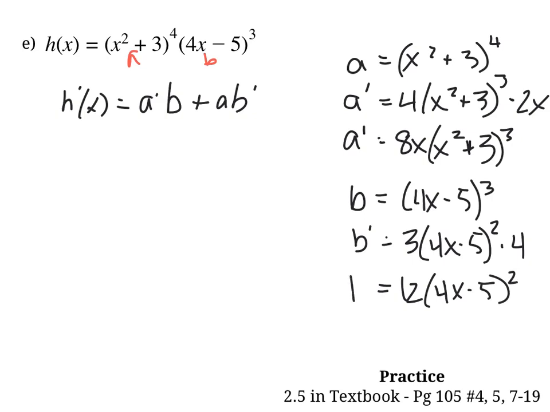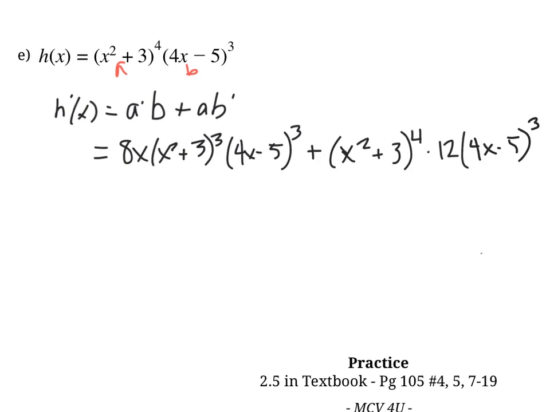Okay? So now that we know all those things, we can plug it into our product rule. Again, I'm going to run out of space here, but that's okay. So A prime is 8x(x² + 3) cubed. B is (4x − 5) cubed. Okay, you know what? I'm going to stop it here, pause it here, finish the question, and I'm going to show you the answer in a second. So pause here, try it yourself, and then unpause when you're ready. So there we go. That's the final answer of h prime of x.